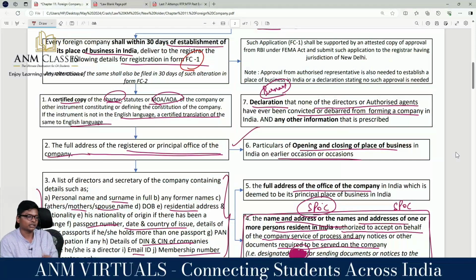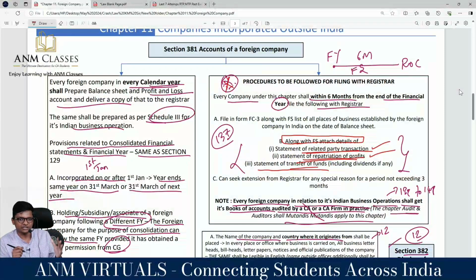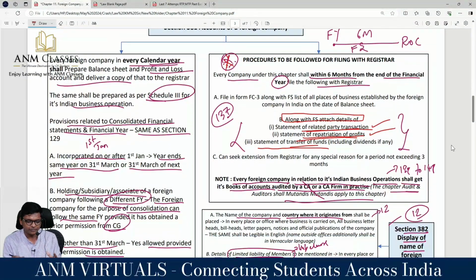Penalty, Section 392, he asked. If you don't follow 379 and 380, there is a penalty. So then what about other provisions? Accounts of company, maybe one question. Section 381, we saw accounts of company. Few provisions: every calendar year prepare P&L and balance sheet. If it's in a foreign language, bring a translation to India. If it's in foreign currency, translate here. For a different financial year, central government approval.